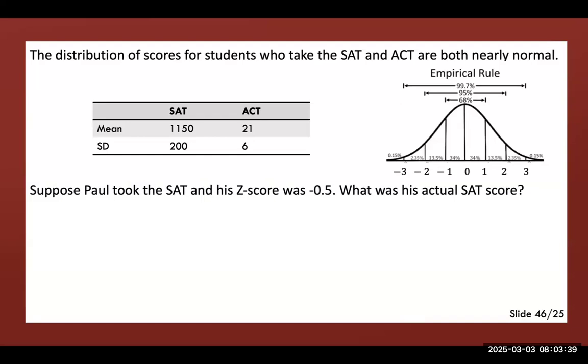Now let's also use the z-score formula. The z-score formula was x minus mu divided by sigma. And this time we're trying to find x, the SAT score. We know that the z-score is negative 0.5. So you can solve for x by multiplying both sides by 200. You'll get negative 100 is x minus 1150. And then just move 1150 to the other side and you get 1050. Just like how we did it logically, you can solve and find his SAT score using this formula.